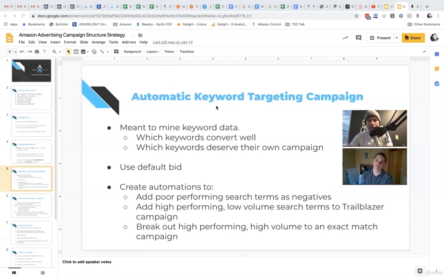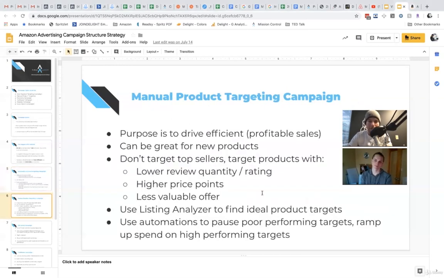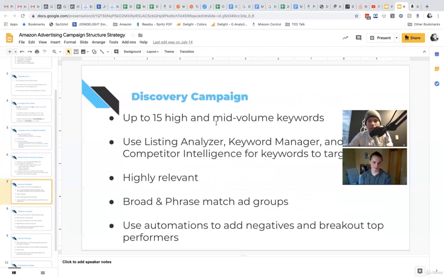So anyways, auto campaign to do mining to get really cheap clicks. Manual product targeting, you're going to get some really efficient PPC traffic. Next up is what we call our discovery campaign. So we typically go and find like 15 high to mid volume keywords that are highly relevant to the product. And then we have a broad match ad group and a phrase match ad group, because we want to see what keywords Amazon is going to deliver us for that are going to be profitable or really efficient traffic.